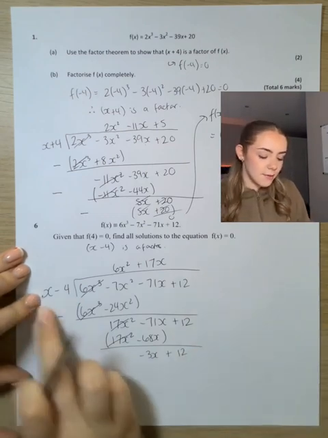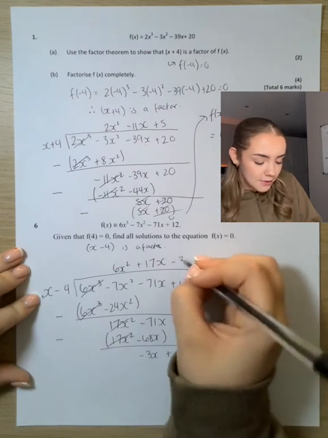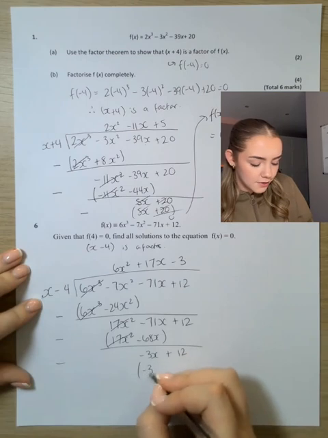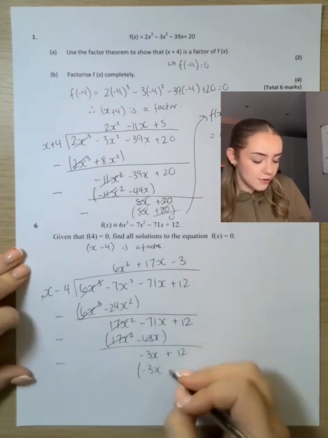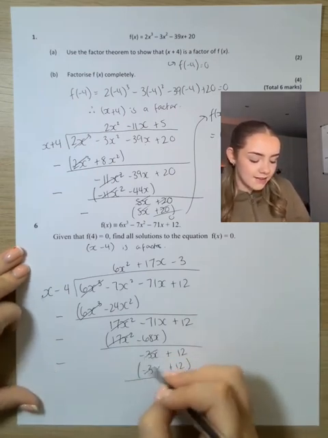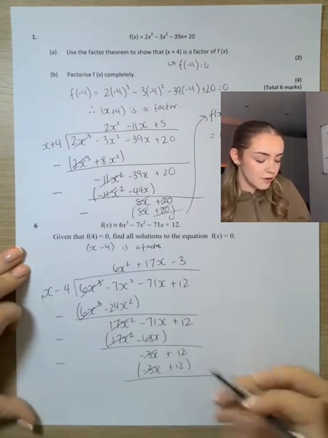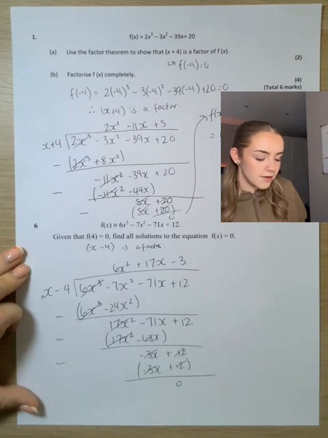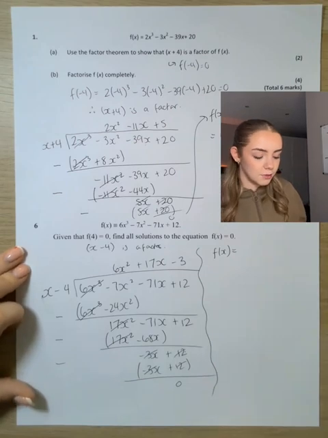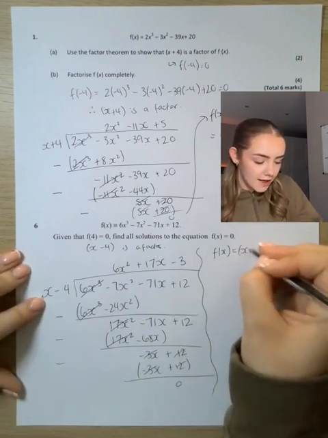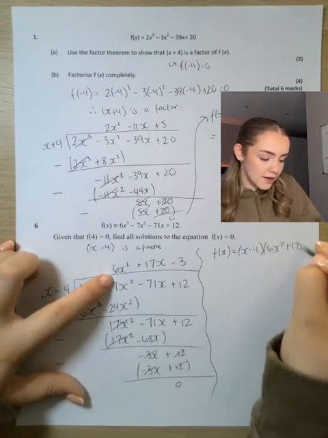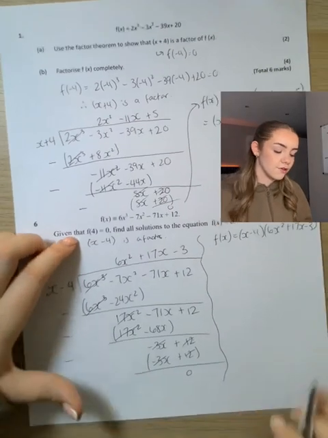And then last one, to get from x to minus 3x, times by minus 3. So we're going to take away x times minus 3, which is minus 3x, minus 4 times minus 3, which is plus 12. Minus 3x, take away minus 3x, cancels out. And 12, take away 12, cancels out, so we're left with 0. So we rewrite what we have here, we'll just separate this off. f(x) will be equal to, we've got our factor here of x minus 4, and then we've got 6x squared plus 17x minus 3.